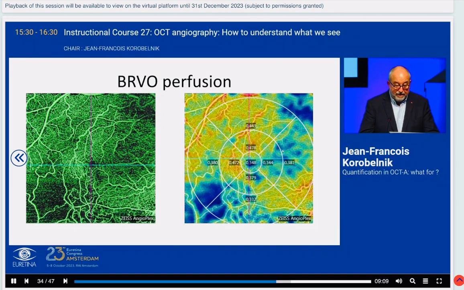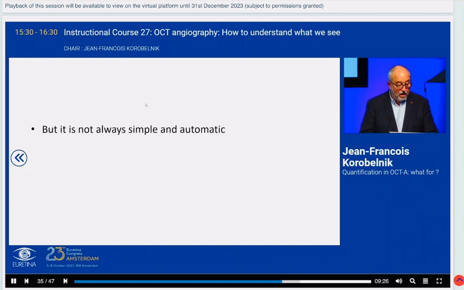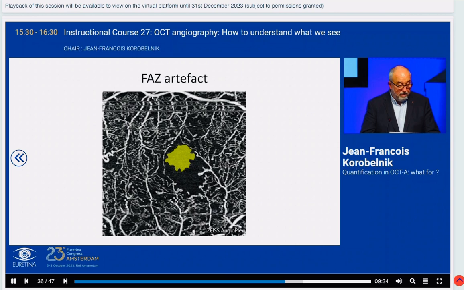Another one, same thing for the perfusion with the vessels here. You see the quality of the image is globally quite good, but in that area, it's less good, maybe because of cataract, and then the quantification is completely mistaken. So it's not always so simple, and it takes time to realize that you may be misled by the machine.